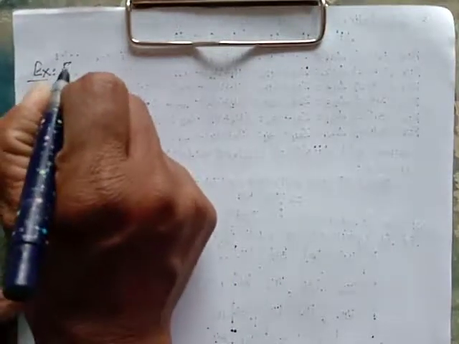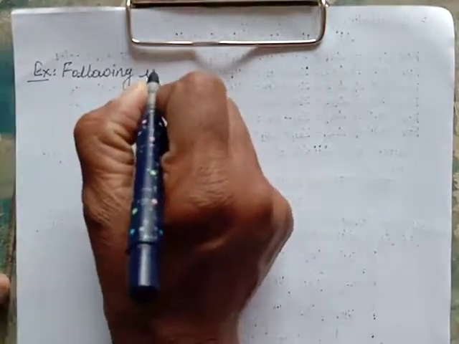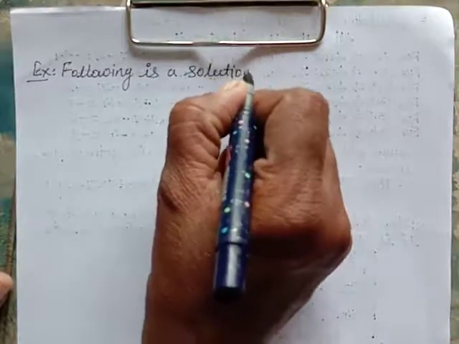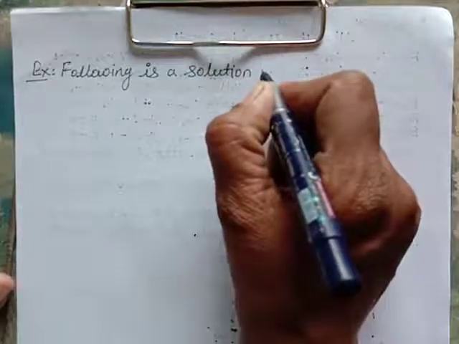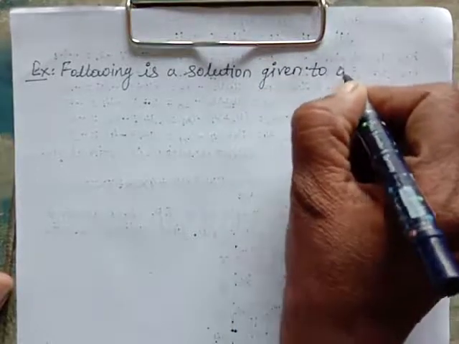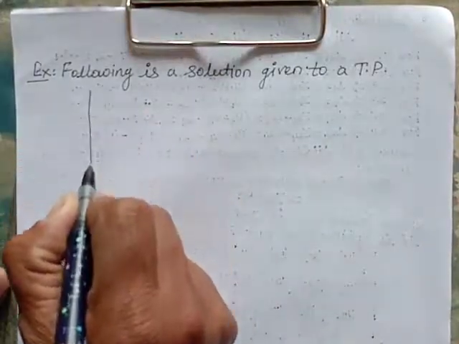Hello students. Now in this video let's continue the problem on optimal solution for a TP. Example, following is a solution given to a TP. Now what was that? It is given.